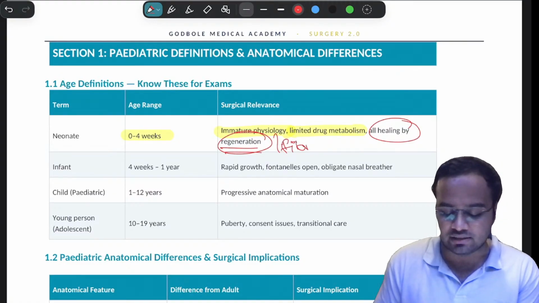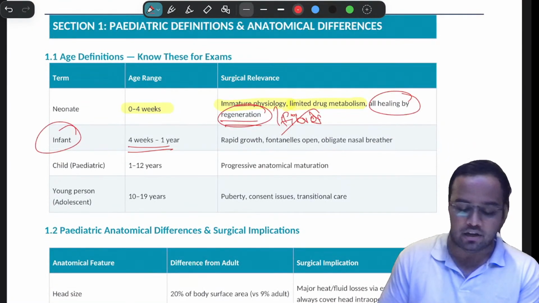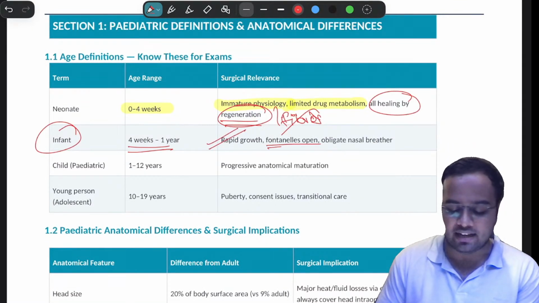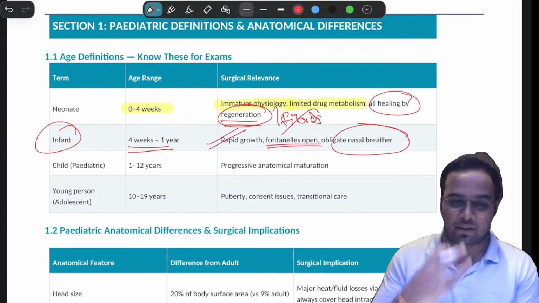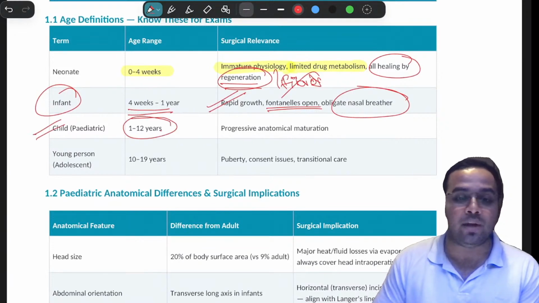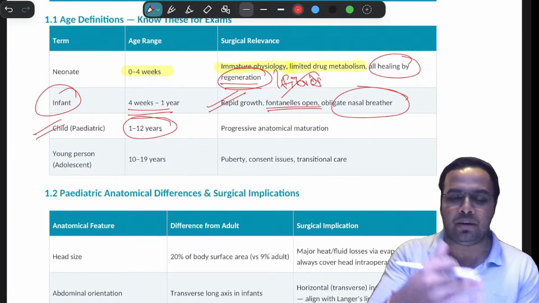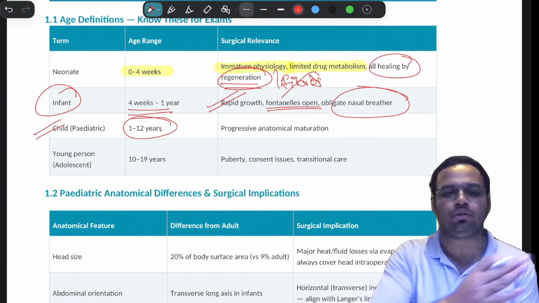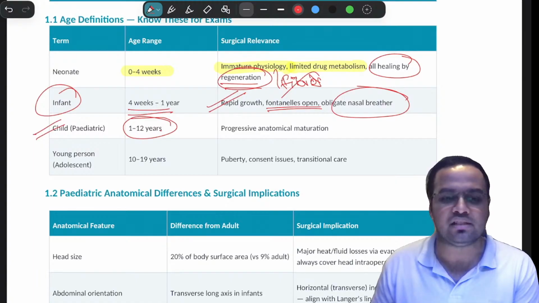So fibrosis is not going to be there in the neonatal period. The infant is still 1 year of age, and here there is a rapid growth, fontanelles are open, and the physiology of the child is better because the nasal cavities and the respiratory tract are well developed. A pediatric child is still 12 years. That is the reason why in the big hospitals, if any person more than 12 years of age comes, he goes to the medicine department or surgery department. Less than 12 years, it is handled by a pediatric surgeon or a pediatrician.